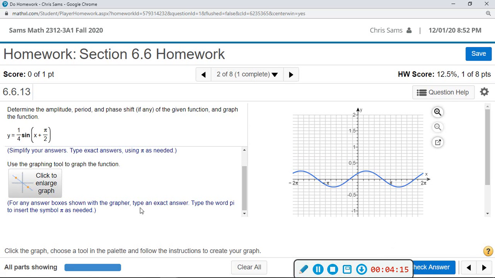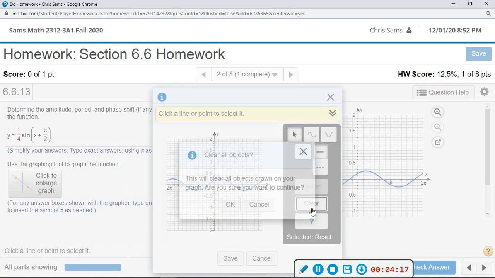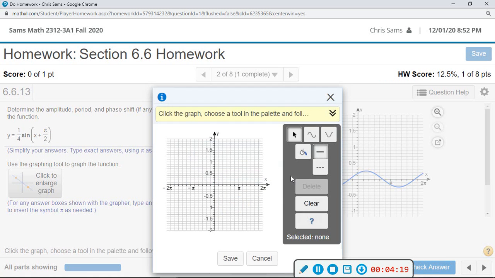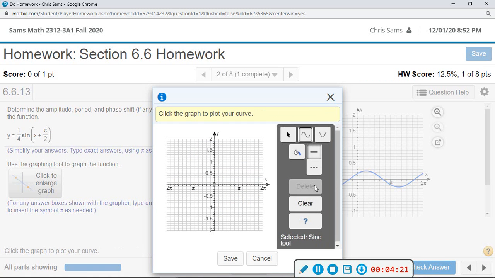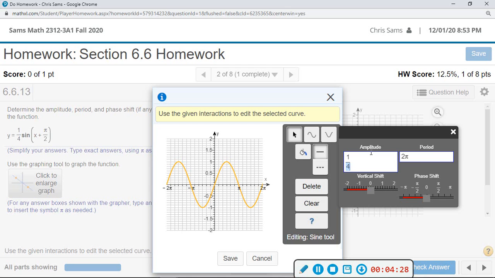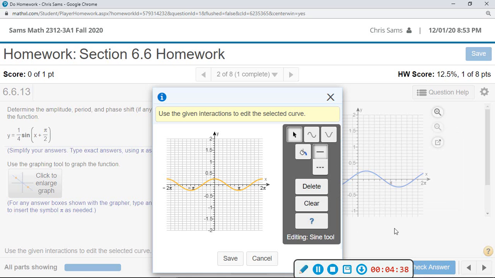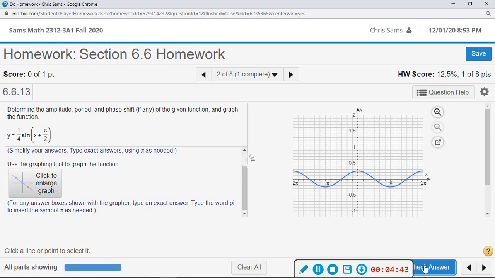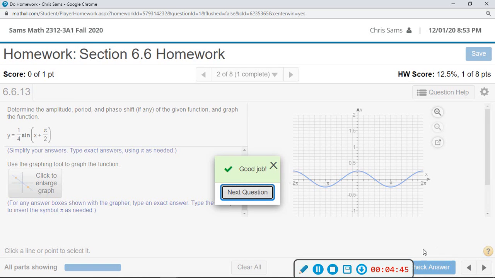Maybe I got it typed in wrong. Okay, so let's go again. Amplitude is 1/4. Period was still 2 pi. The phase shift was a negative. And I don't know if I had that saved a while ago. So let's save that and let's check again. Okay, so maybe I didn't have the right thing saved.